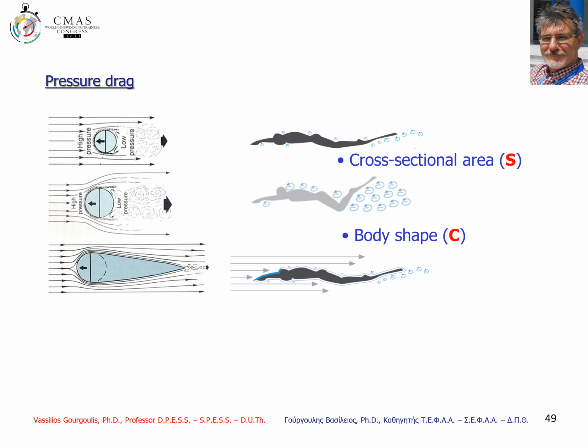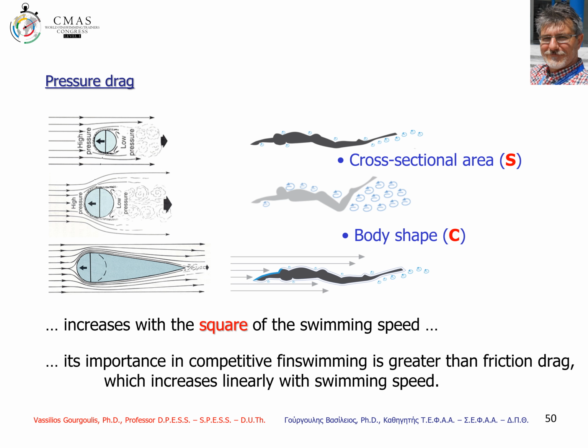As it is already mentioned, the factors affecting the magnitude of pressure drag during swimming at the same speed are the frontal cross-sectional area of the swimmer's body and the shape of the body. However, pressure drag increases with the square of the swimming speed, and consequently, its importance in competitive fin swimming is greater than friction drag, which increases linearly with swimming speed.